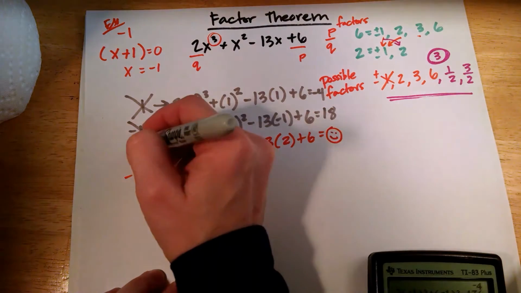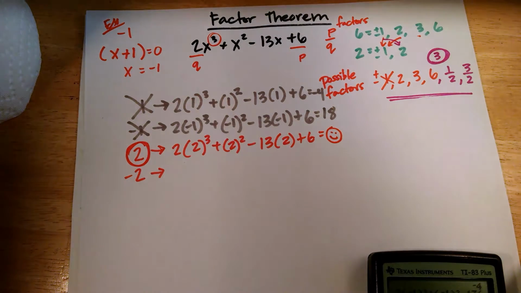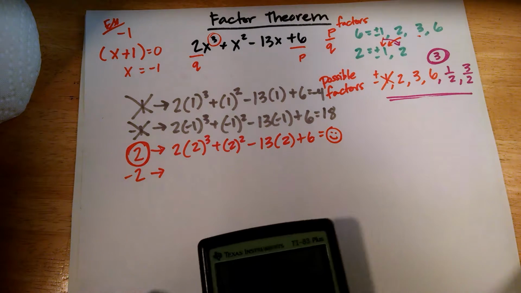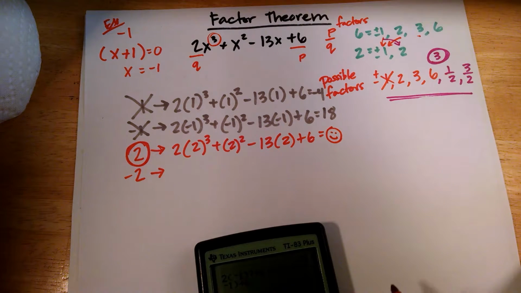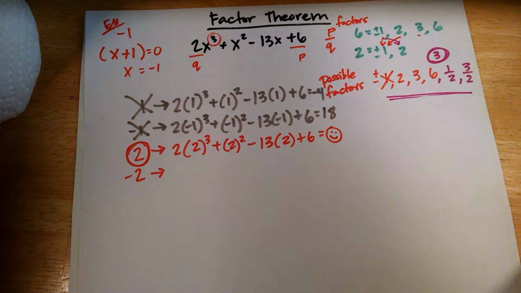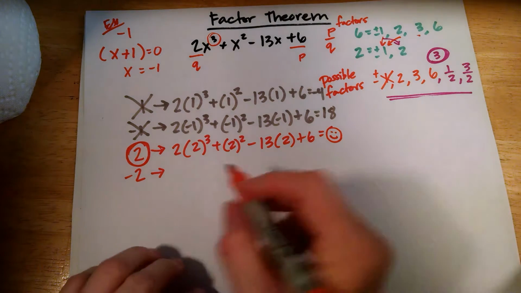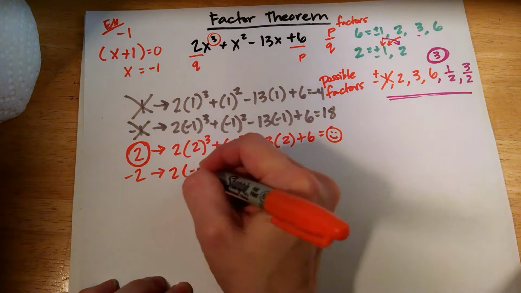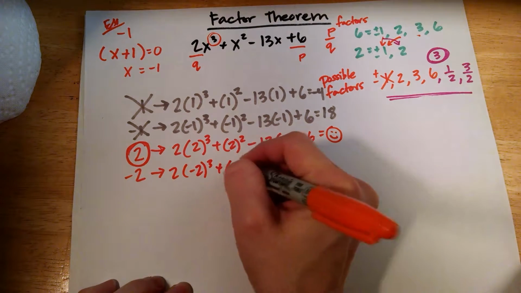So we need 3. Remember, we have 1. We need 2 more. So from this point, we can use synthetic division or long division to find our quotient and then factor from that point. Or we can keep punching these numbers in to figure out if any other numbers work.